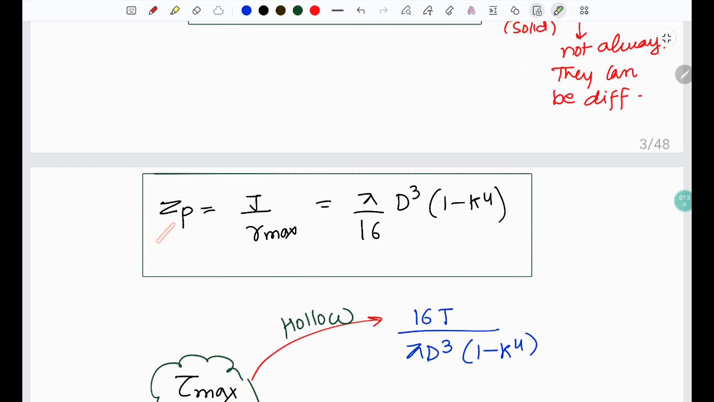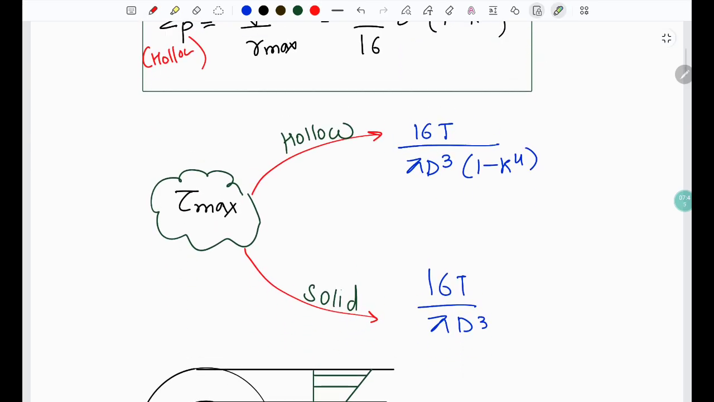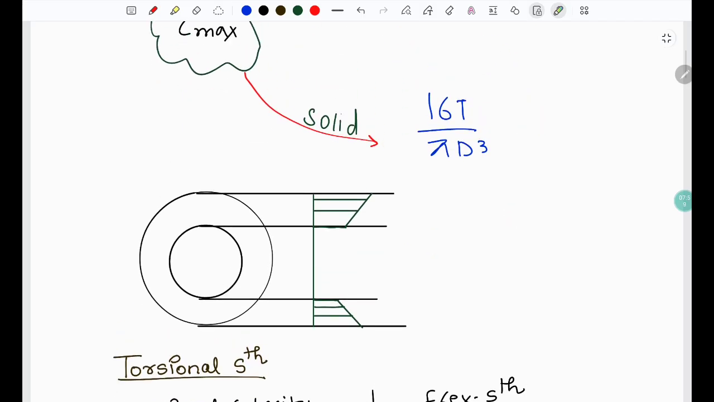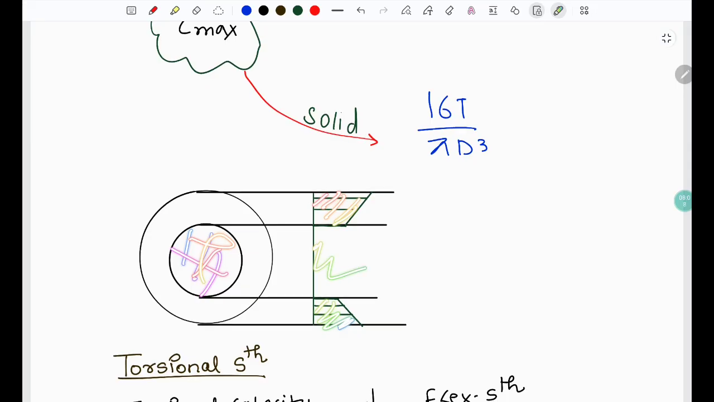Similarly, we have the polar section modulus for a hollow shaft. For hollow, it is pi by 16 d cube times 1 minus K4. So here I have made a formula flow chart where tau max for a hollow shaft is 16 T by pi d cube over 1 minus K4, and that for the solid is 16 T by pi d cube. This is the stress variation in case of a hollow shaft, where you can see we get a hatched section, and in here we have no material, so nothing comes in here.